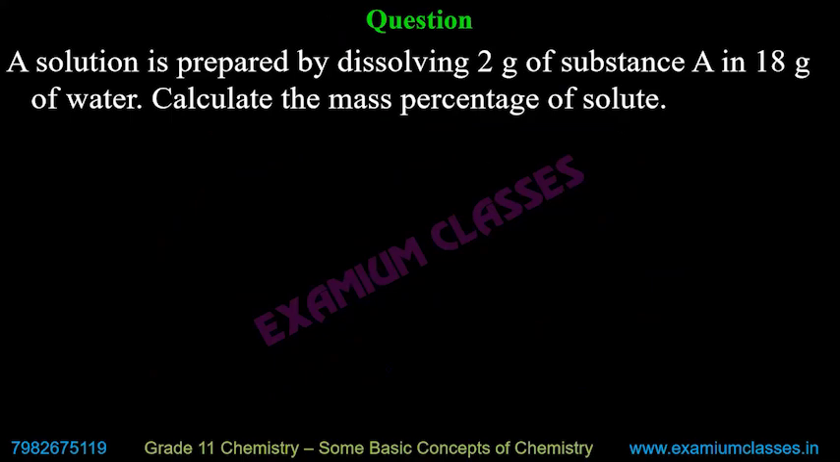A solution is prepared by dissolving 2 gram of substance A in 18 gram of water. Calculate the mass percent of solute. And what is the solute? Which one is less in quantity? 2 gram, 18 gram, 2 gram is less. It means 2 gram is the solute. How will you calculate the mass percent? You will write the formula.